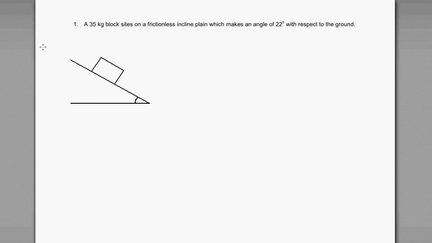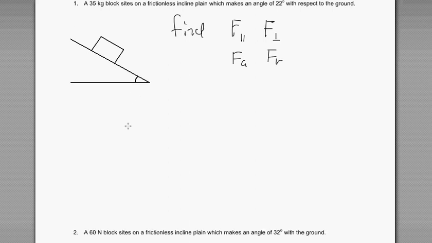Let's look at this. If you want another bonus point, once you get one bonus point per person, you can't do any more. Find this. This has to be done after they find the formulas. A 35 kilogram block sits on a frictionless plane that makes a 22 degree angle with respect to the ground. I want you to find F parallel and F perpendicular. That's your FA and your FR. Once the people have posted the formulas, you can do that. It should be pretty easy.